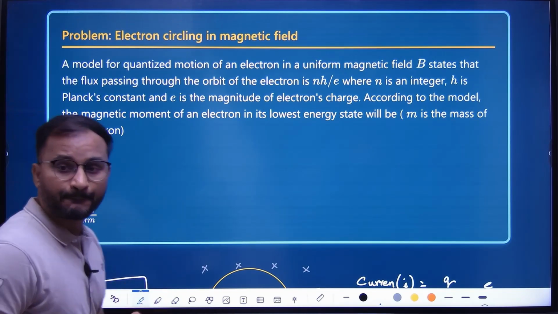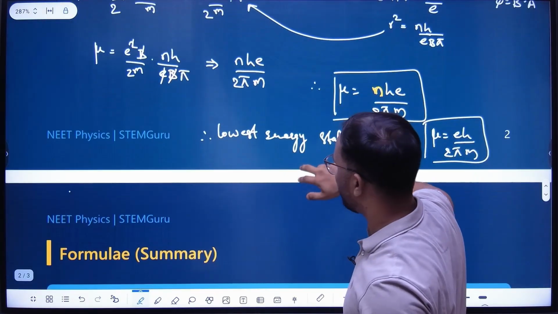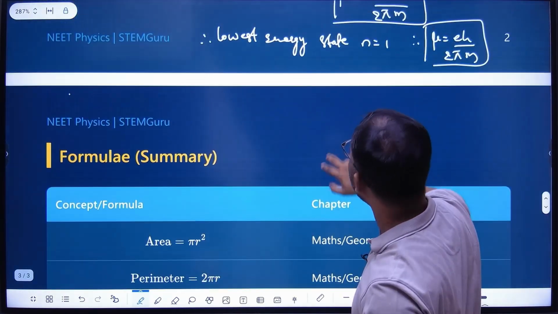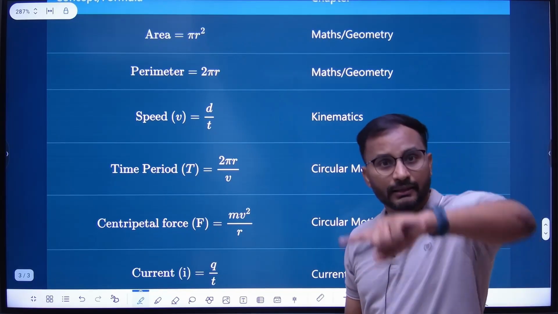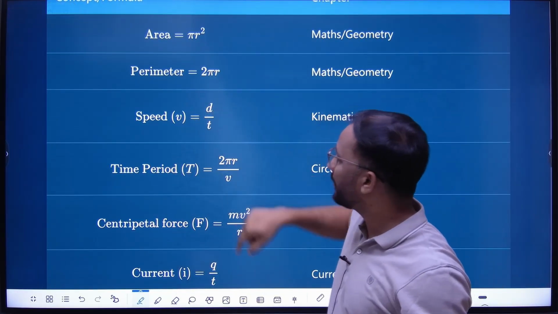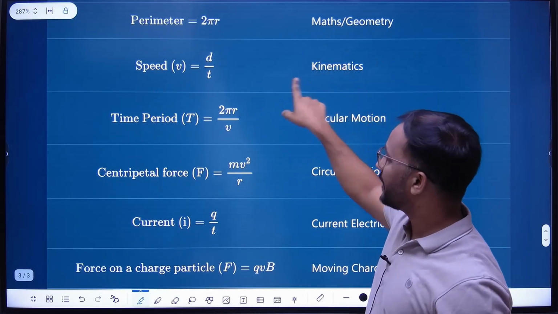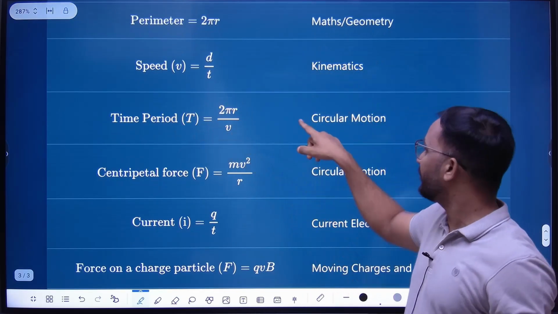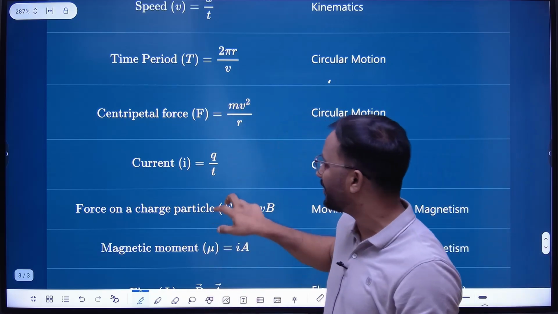Okay. Now coming to the lessons. Okay, sir, all of this is fine. Just look at all the formulas that we have used to solve this problem. Area is pi r square. The perimeter distance by time, it is 2 pi r by m. Speed is equal to distance by time. From kinematics chapter, the time period is equal to 2 pi r by v. From the circular motion, the centripetal force is equal to mv square by r.